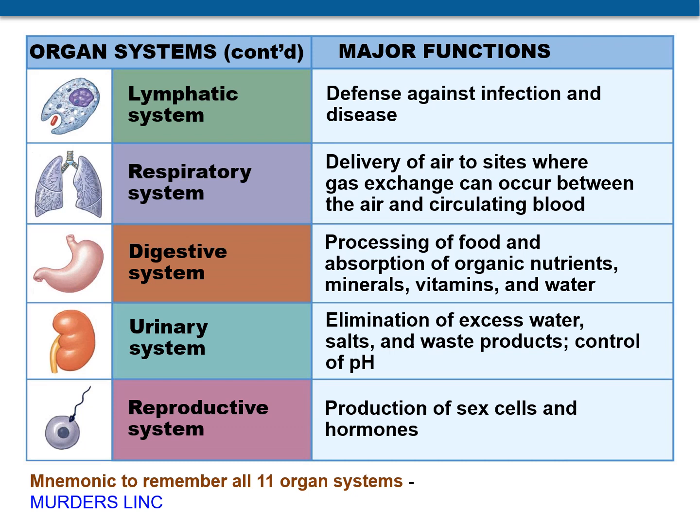Now I have provided here a mnemonic for you to remember all 11 organ systems. It is Murder's Link. So each alphabet of this stands for a particular organ system. For example, M is for muscular system, U is for urinary system, R respiratory system, D digestive system, E endocrine system, R reproductive system, S skeletal system, L lymphatic, I integumentary, N nervous, C cardiovascular.